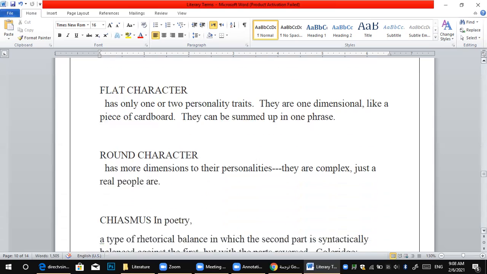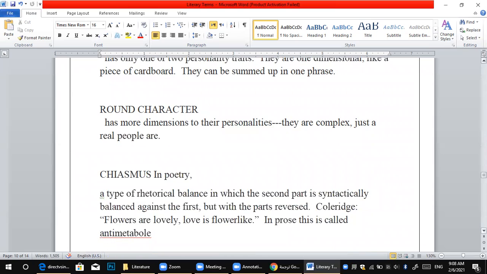After that, the round character. A round character has more dimensions in their personalities. One has a lot of dimensions. They are complex, just as real people are. When someone has many traits, many manners, many characterizations in the story, I don't know what he looks like. Is he a good man or an evil man? So it's complex characters. So now we have finished the characters.